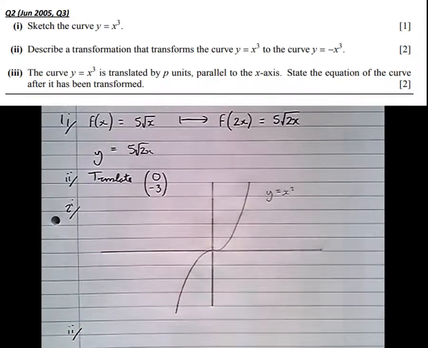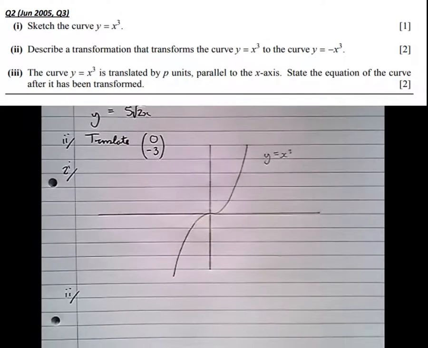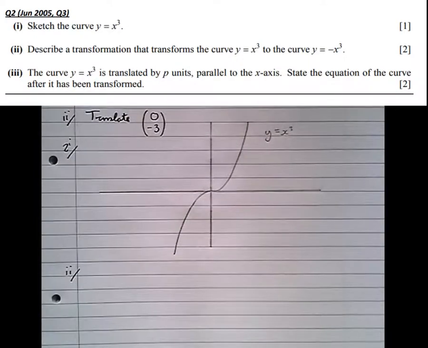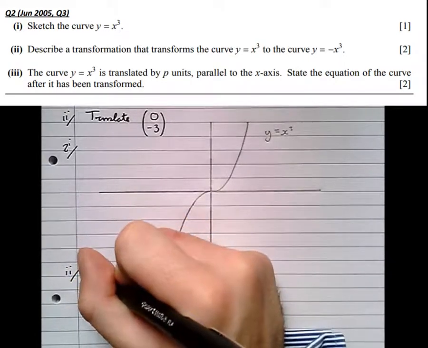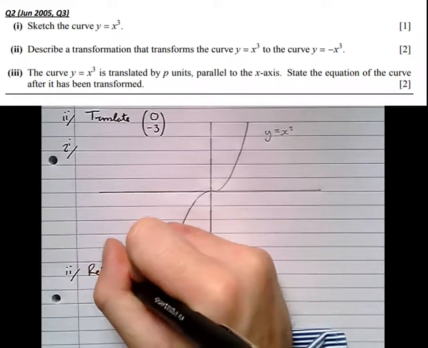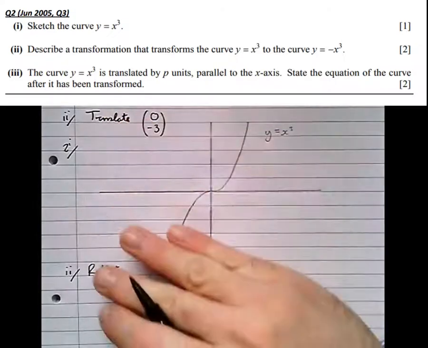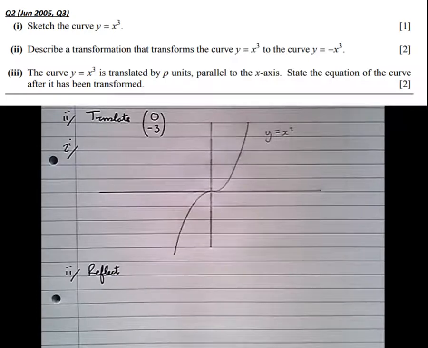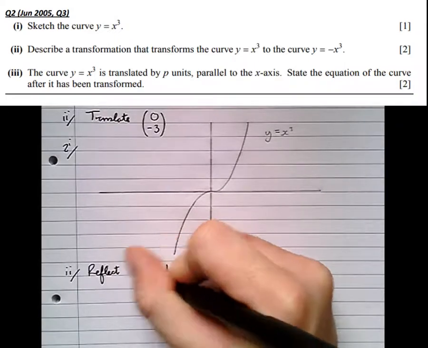2 part 2. Describe a transformation that transforms the curve y equals x cubed to y equals minus x cubed. Well, what we've done in this one, we've attached a minus sign on the outside of the function. So attaching a minus sign, as we saw from our previous video, that's a reflection, so we're going to reflect it, and we're reflecting it because it's on the outside in the y direction. So a reflection in the y direction reflects through the x-axis, so reflect through x-axis.